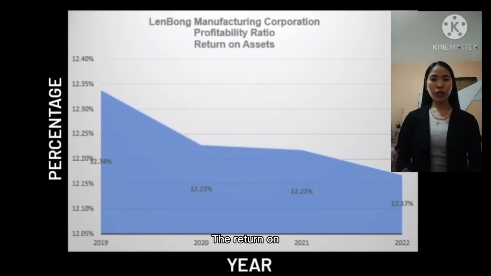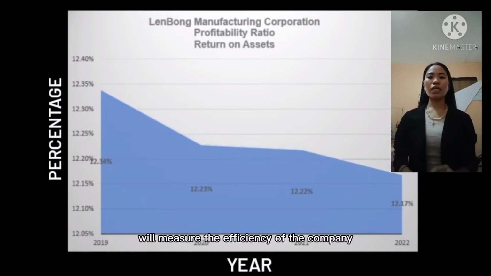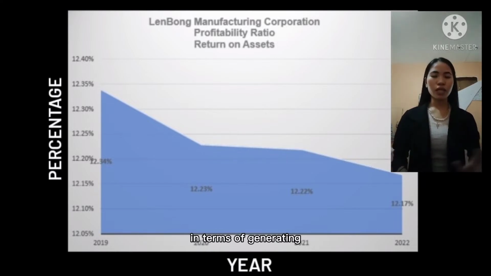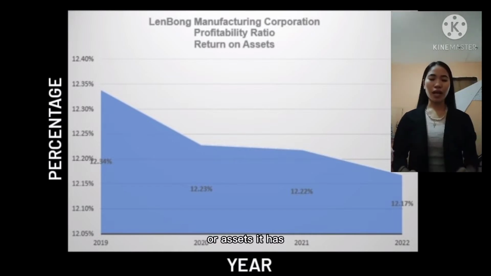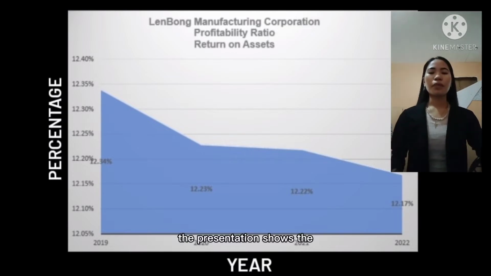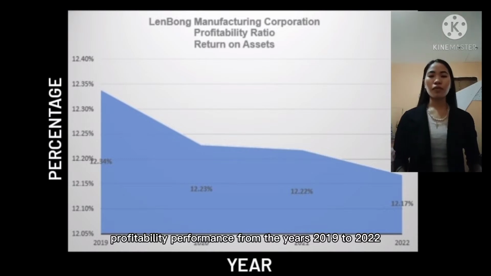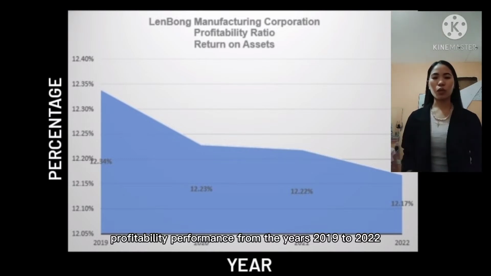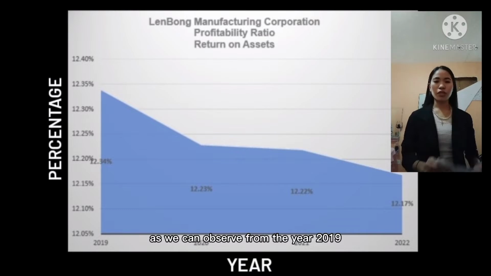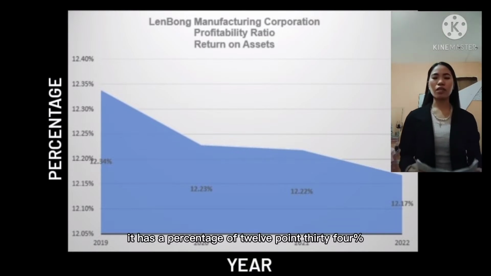The return on assets, or ROA, will measure the efficiency of the company in terms of generating income from the resources or assets it has. Based on the LenBong Manufacturing Corporation, the presentation shows the profitability performance from the years 2019 to 2022. As we can observe, from the year 2019, it has a percentage of 12.34%.